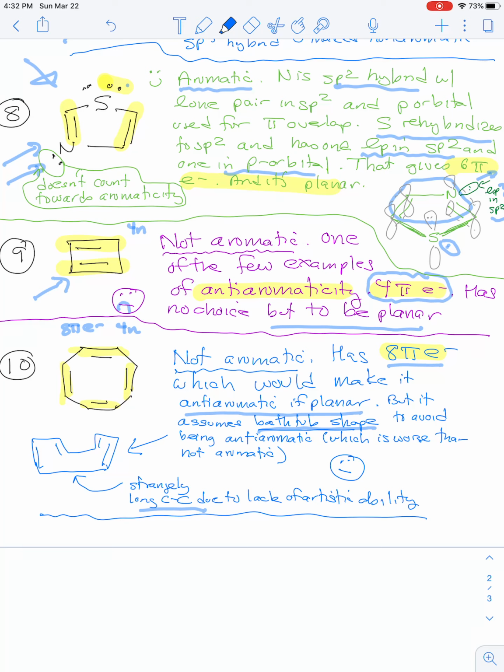So anti-aromatic is so much worse than not aromatic that this molecule forces itself into, as I said, this bathtub shape, so it twists. And when it twists, that makes the p orbitals that are on all the ring carbons no longer parallel, and therefore, since they're not parallel, the molecule can't be aromatic, and so that makes this one, again, non-aromatic as opposed to anti-aromatic.